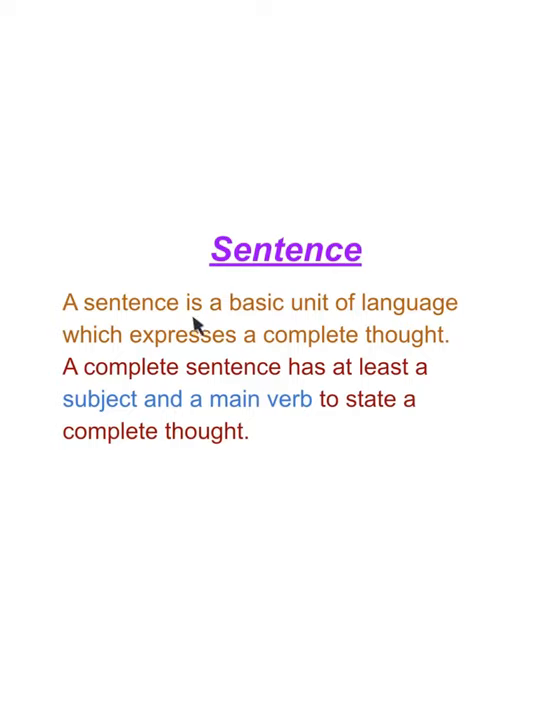A sentence is a basic unit of language which expresses a complete thought. A complete sentence has at least a subject and a main verb to state a complete thought. Example, Suraj runs. Here, Suraj is a subject and runs is a verb.